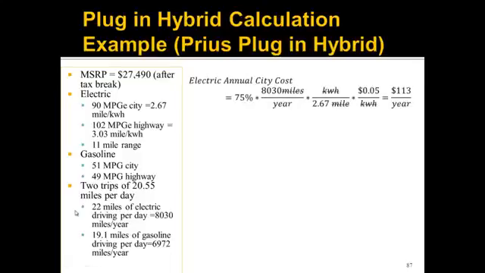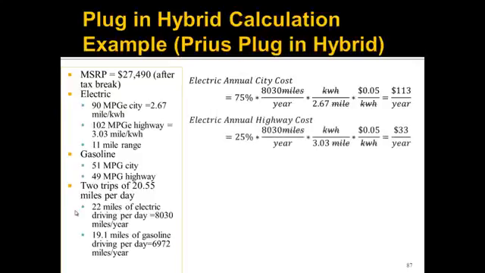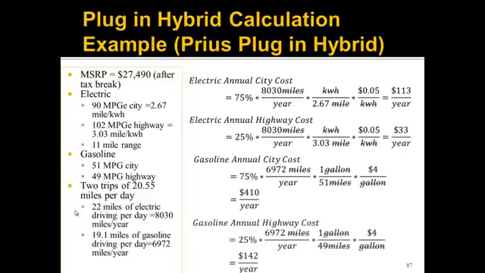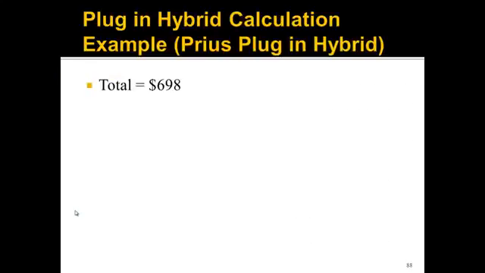So now we have not only an electric annual city cost, which we get the same way as our electric vehicle, and an electric annual highway cost, which again we get the same way as we did with an electric vehicle, but we also have the gasoline city cost and the gasoline highway cost, which we get exactly like we did with the previous gasoline vehicles. So now we have these 4 calculations instead of 2. And if we add all those calculations up, the Prius plug-in totals $698 a year.